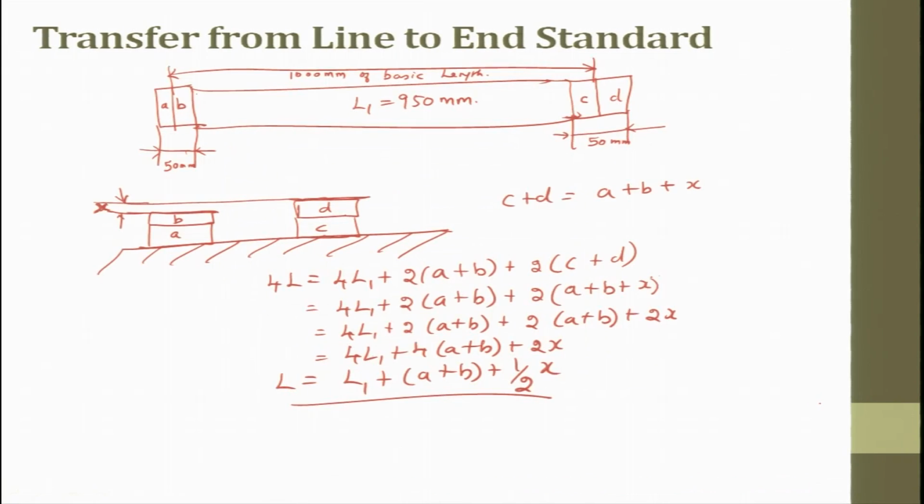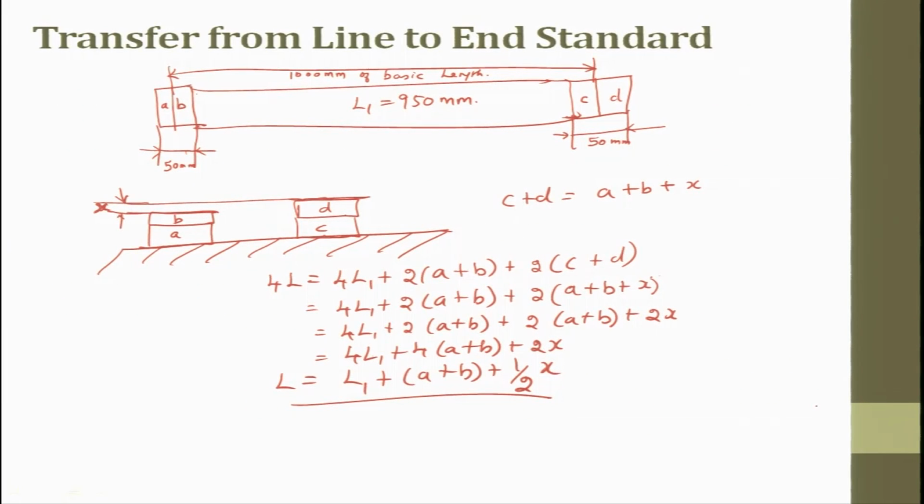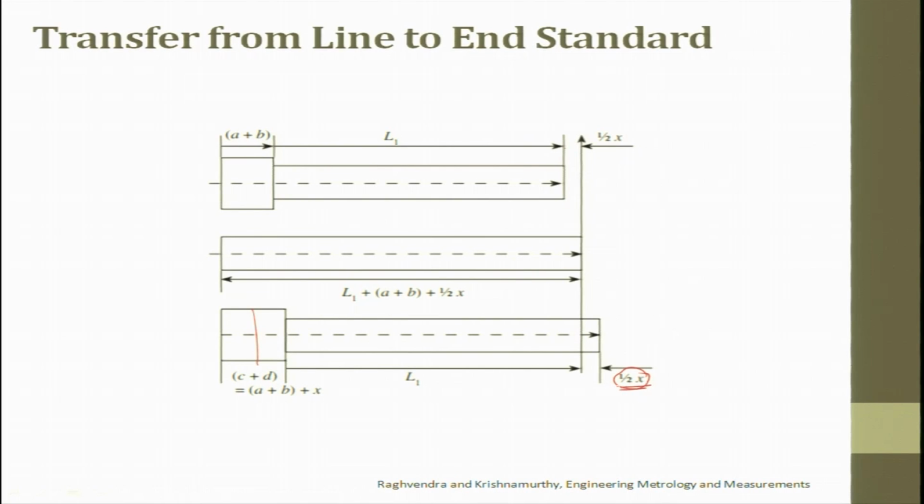What we did in these two exercises was take a center line and then take two blocks of 25-25, adding them on both sides so that we made it an end standard. We converted the line into an end standard, and then from here we did calculations and represented it, to get to know the error also. This is what it is: with A plus B, half x is less, and with C plus D, half x is more.